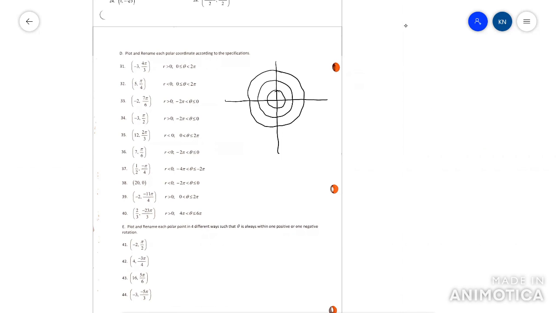It's a 4 pi over 3 angle with a pivot because that's negative 3r. So you would do 4 pi over 3 with a pivot. So it would look like this. Here's 4 pi over 3. Here's the pivot.